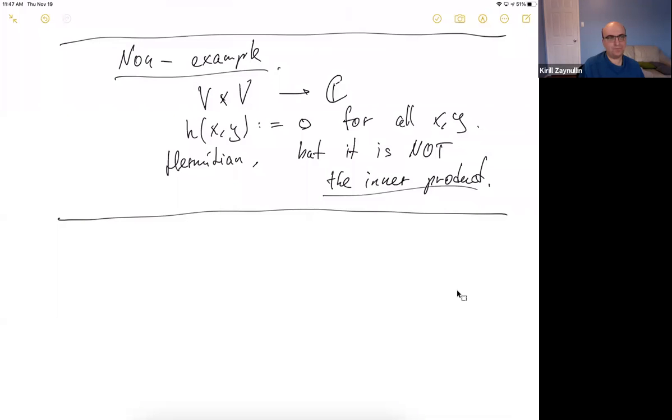Okay, so now let me state and prove a couple of properties of inner product spaces. Remember, what's an inner product space? It's a vector space together with an inner product, right? Okay, so here is the first definition we would like to state. So let V be an inner product space.